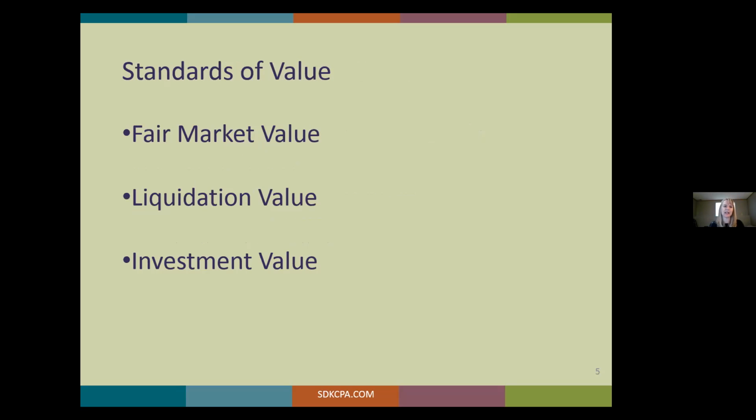So on this next slide, I have the three different standards of value. So the first standard of value is fair market value. And the definition of that is the price at which a property would change hands between a willing buyer and a willing seller when the former is not under any compulsion to buy and the latter is not under any compulsion to sell, and both parties having reasonable knowledge of the facts. So this is a hypothetical value and not necessarily the value of a specific transaction.